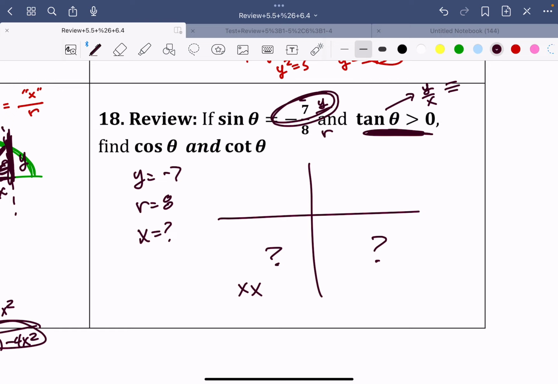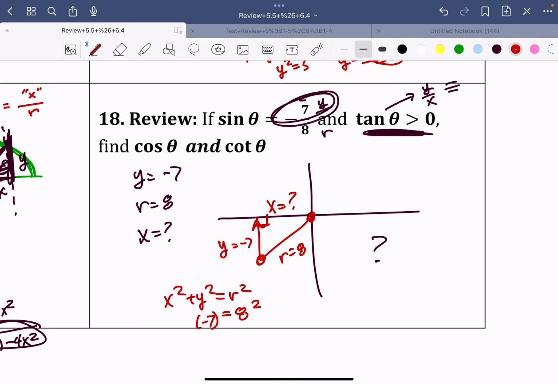So I'm going to draw my triangle with the radius starting from the center and moving out. And then I always drop to the x-axis, no matter where I am. So there's my right triangle. So y is equal to -7, r is equal to 8, and x is equal to some negative number. Let's go find it. So I know that x squared plus y squared is r squared. So this is 8 squared is equal to -7 squared plus x squared.